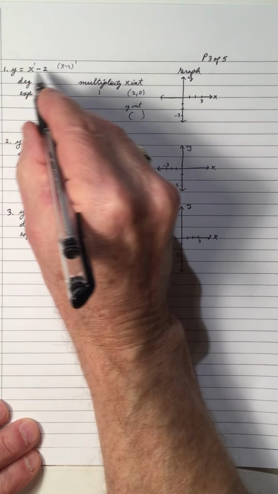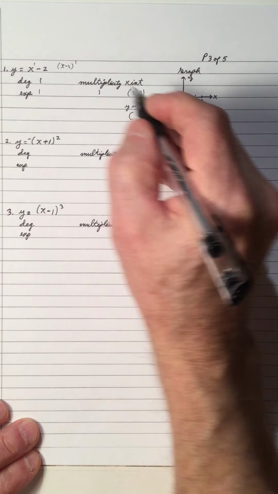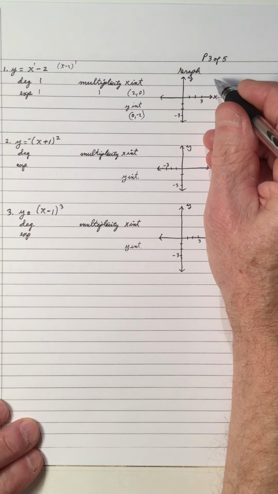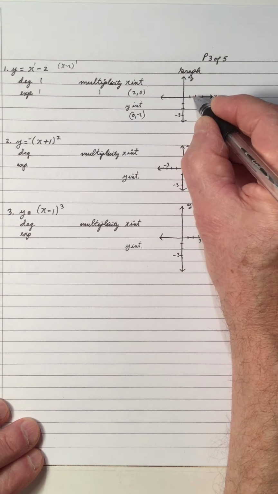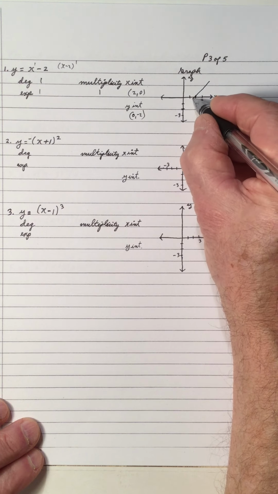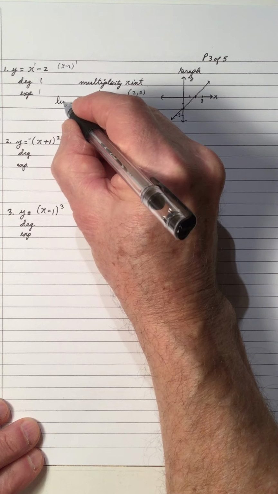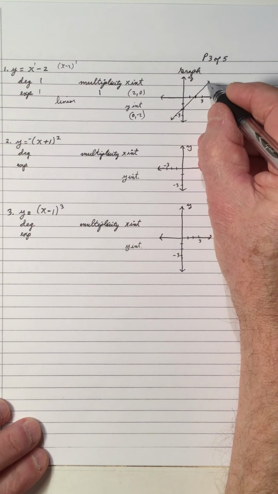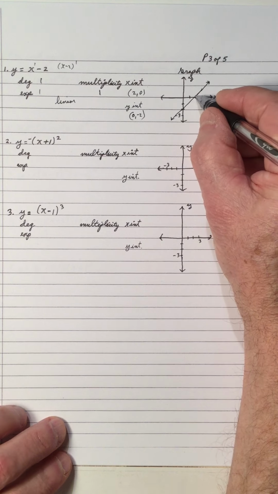And the y-intercept is when x is 0, y is negative 2. So you can see that it has an x-intercept of (2, 0) and a y-intercept of (0, -2). Again, because it's a degree of 1, it's linear. And it has a multiplicity of 1, which means it's going to move on through because it's a line.